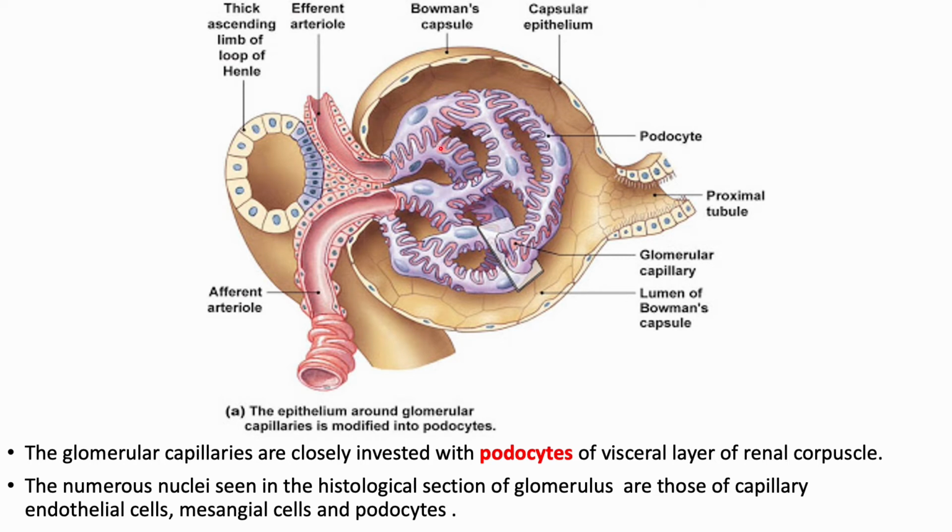The glomerular capillaries are closely invested with the visceral layer of the renal corpuscle, and those cells are called podocytes. We see numerous nuclei in the histological section of the glomerulus, and those are of the endothelial cells of the capillary lining, mesangial cells, and the podocytes.